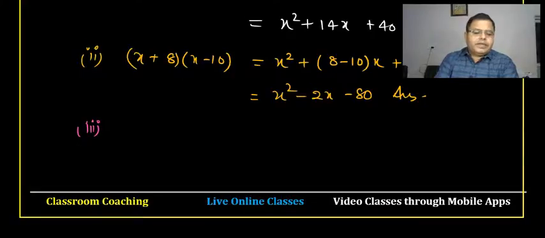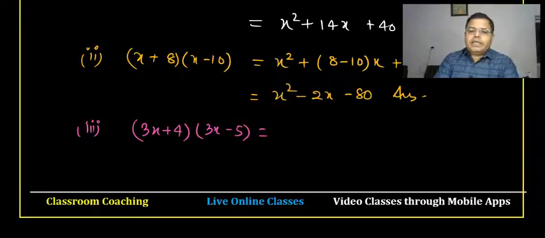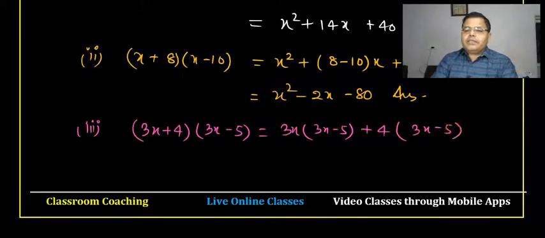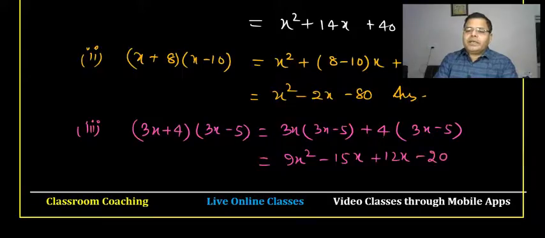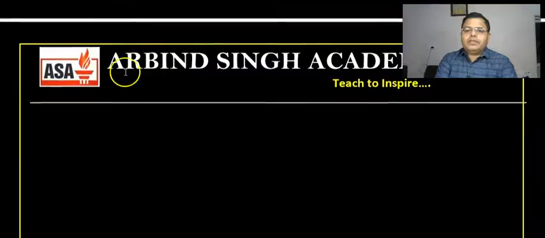Okay. Third question is there: 3x plus 4 and 3x minus 5. So I can use it, 3x into 3x minus 5, and 4 to be multiplied with this also. In that case, 3x multiplied by 3x is 9x square, 3x multiplied by 5 is 15x, 4 multiplied by 3x is 12x, and 4 multiplied by 5 is minus 20. So the answer will be 9x square minus 15x plus 12x, which is minus 3x, minus 20. That will be the answer. So I hope you got it, how to deal with this type of questions.